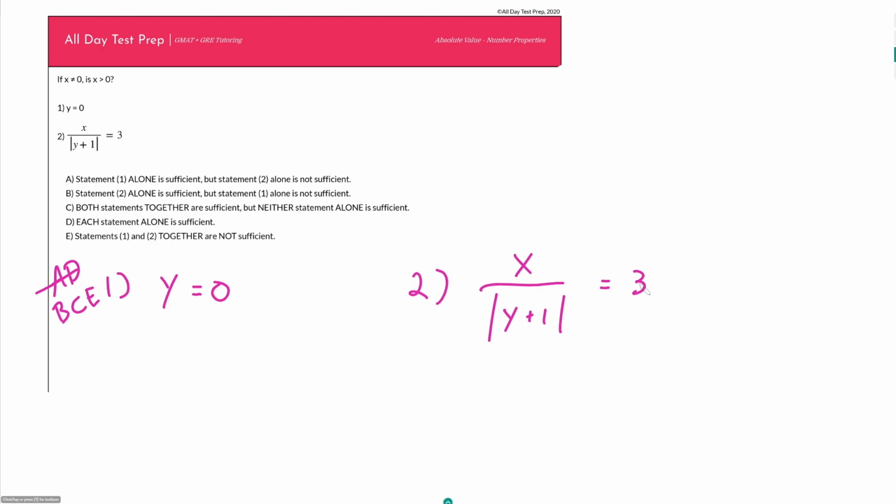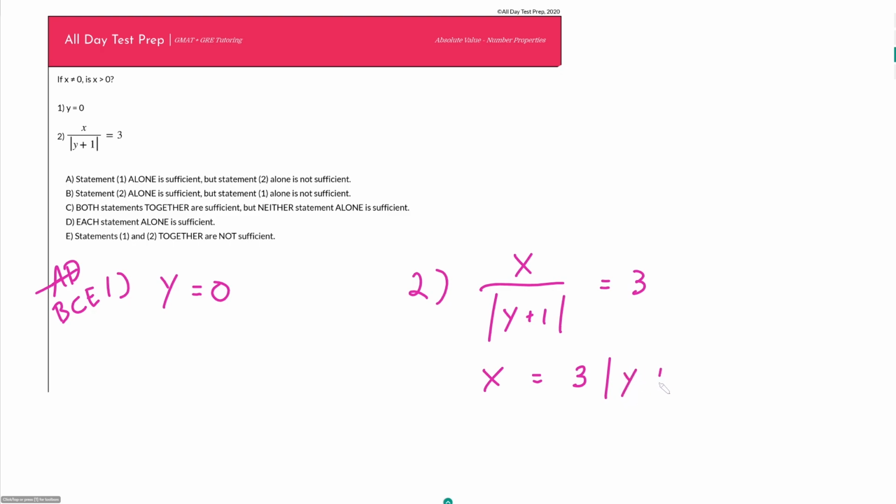But remember, data sufficiency is asking for the minimum information needed to answer a question. So even though from statement 2 by itself, we're probably not going to be able to solve for x or y, it doesn't necessarily mean we can't answer our question, because our question is just asking, is x greater than 0? So what do I know about x? Maybe I should get x in terms of y, get x by itself. And so I can just multiply each side here by the absolute value of y plus 1. That means x is equal to 3 times the absolute value of y plus 1.